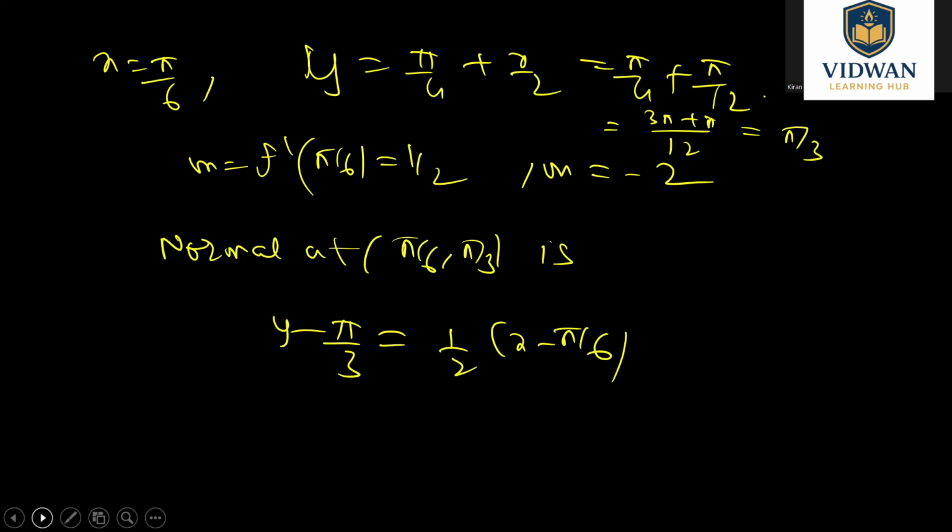Minus 2 will come, sir, not 1 by 2. Sorry, I had to write minus 2 there. Correct. Yes, so this is the normal slope. We are not finding the tangent, we are finding the normal. And among the options, you need to check which will satisfy this.